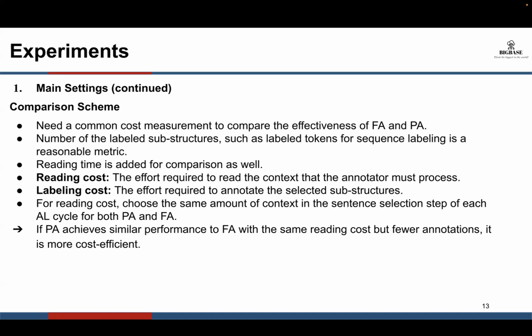And for this to be a fair comparison, they choose the same amount of context in the sentence selection step of each active learning cycle for both of the scenarios. And they say that if the partial annotation achieves similar performance to full annotation, while maintaining the same reading cost but fewer annotations, then we can say that partial annotation is more cost efficient. And in the experiments, they show this.